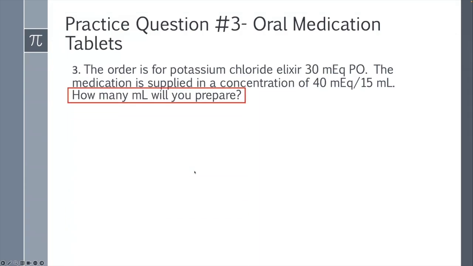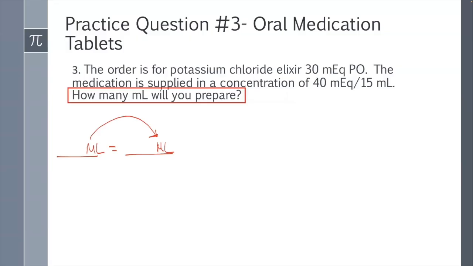That's my stem. So again, I draw my line, start with milliliters on one side, nothing on the bottom. It didn't say how many milliliters per hour. It didn't say how many milliliters per dose. So I only solve for exactly what the question says. It says, how many milliliters will you prepare? So it's mLs. Then I'm going to simply carry over to the other side.